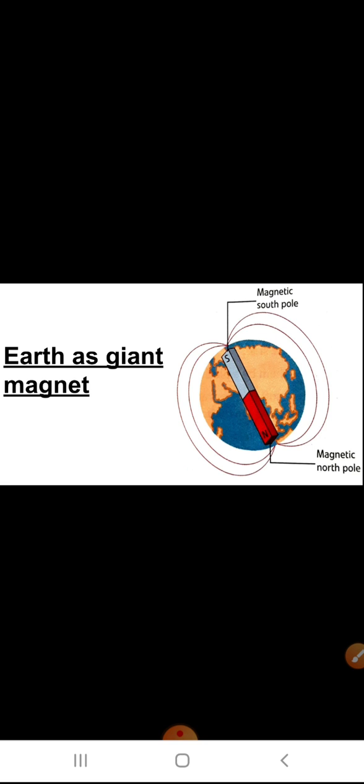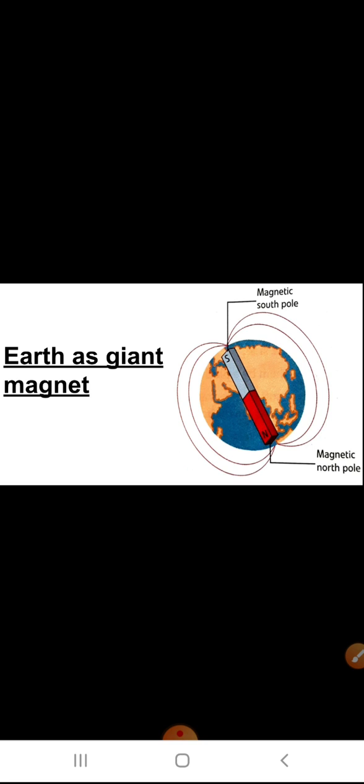So why do they align themselves like this, why only when they are left free, when they are suspended? This can be explained by assuming that the Earth itself is a giant magnet. The Earth is also a magnet that is attracting the north and south poles of the magnet. So we can say there must be another magnet with its north and south poles in the opposite direction to the freely suspended magnet.